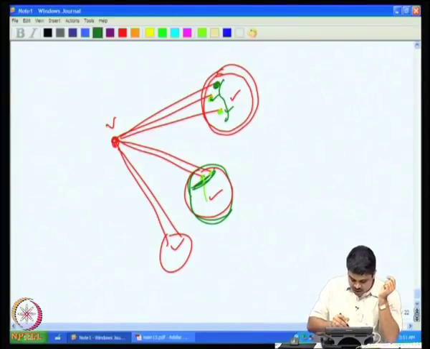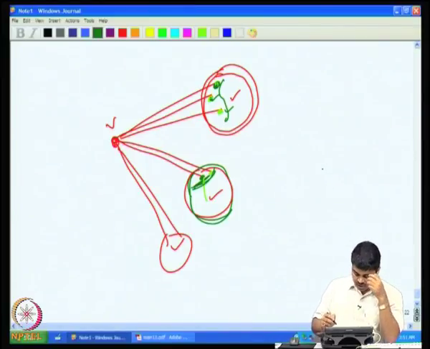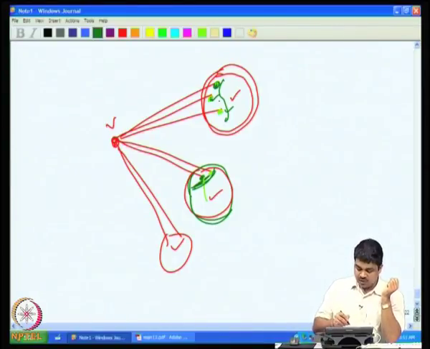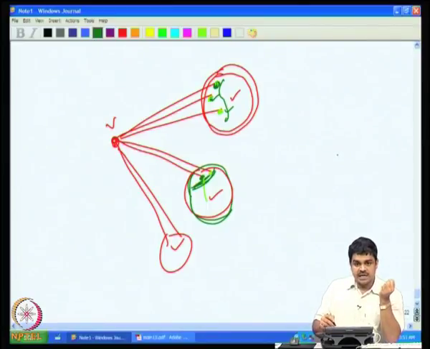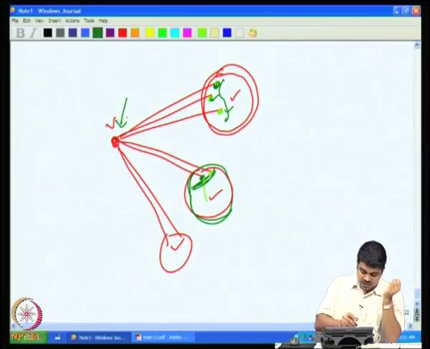Whatever color comes here, I can rename it with the color which is available here, which will make a repetition of colors in the neighborhood. Since there are only delta neighbors and we are using less than delta colors, we can use the delta color for this vertex.